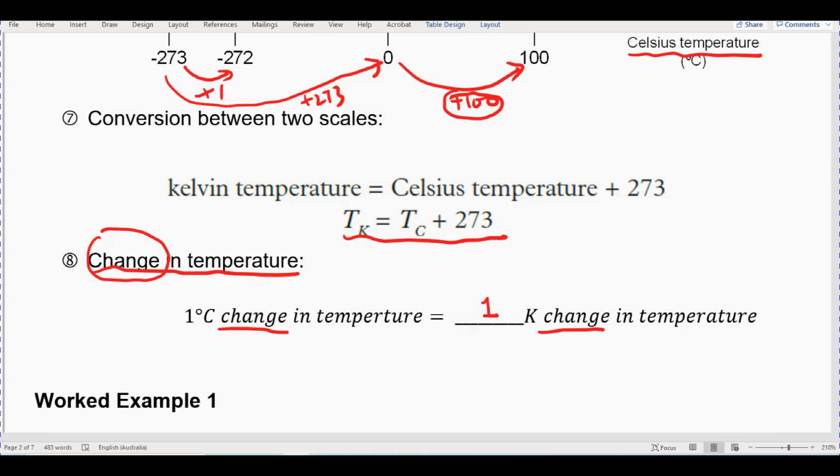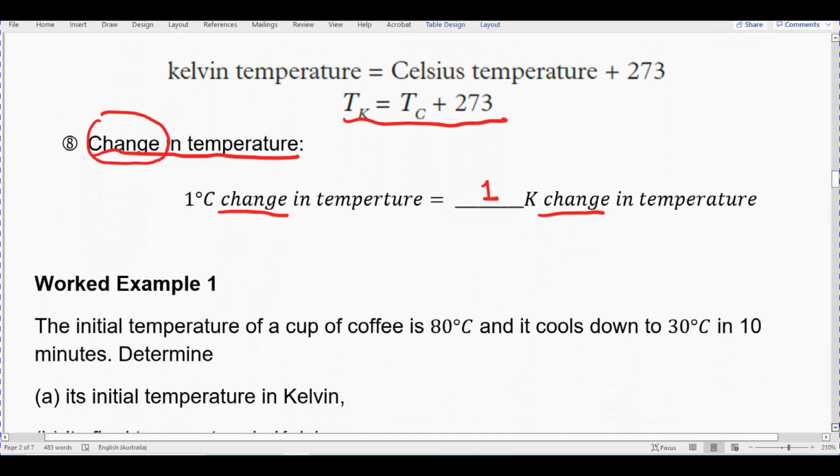You have to emphasize this is the change in temperature rather than a certain temperature, so they are different. When you're talking about the change in temperature, they are always the same. When you're talking about a particular temperature, then you need to use the conversion formula. I hope you understand when we need to use the conversion formula for a particular temperature, and when we just use the same amount for the change in temperature. Okay, right?